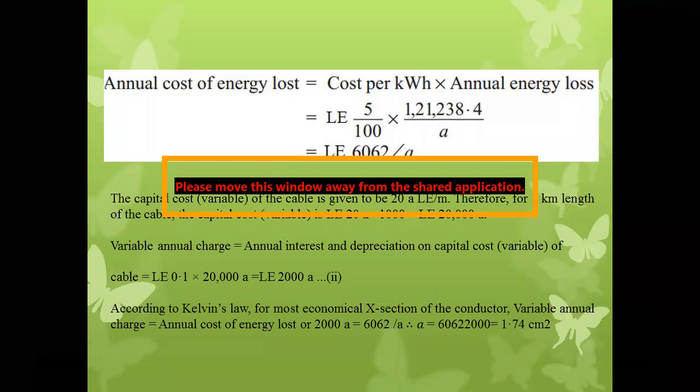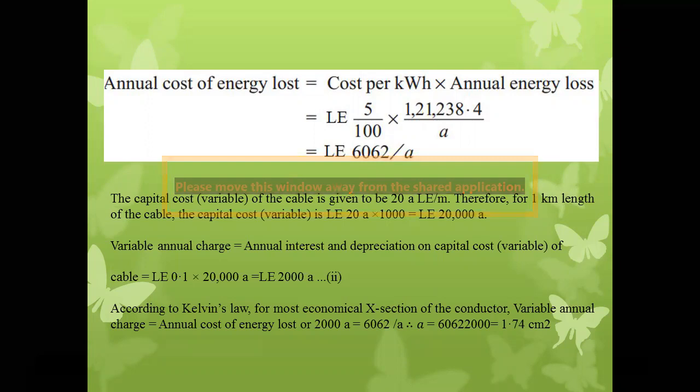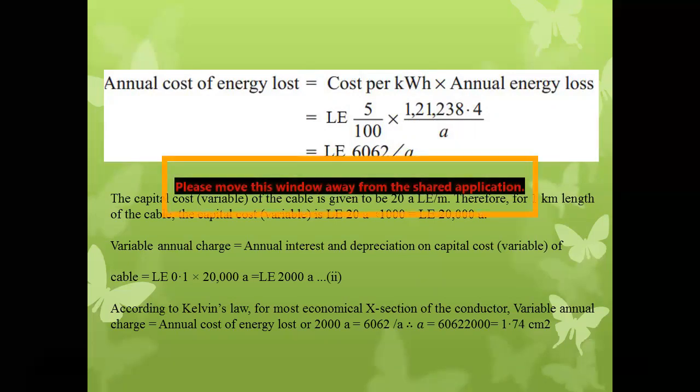Next, the variable annual charge is equal to the annual interest and depreciation on the capital cost of the cable, according to Kelvin's law. So LE 0.1 into 20,000 into A, which will be 2000 into A. Let this be equation 2, and the above one is equation 1.